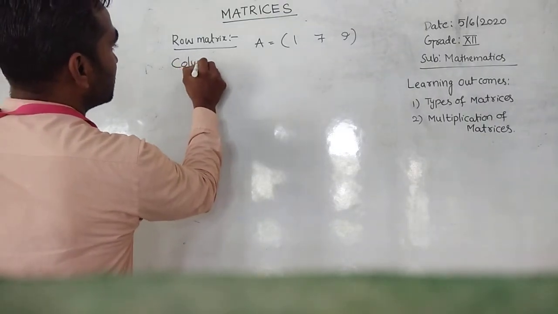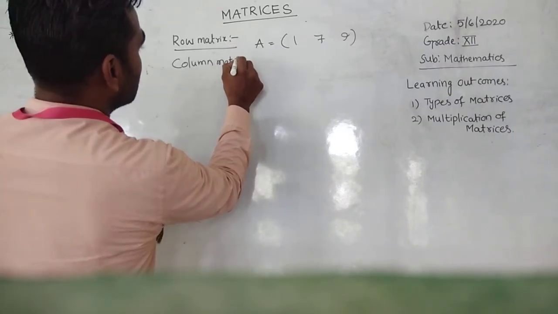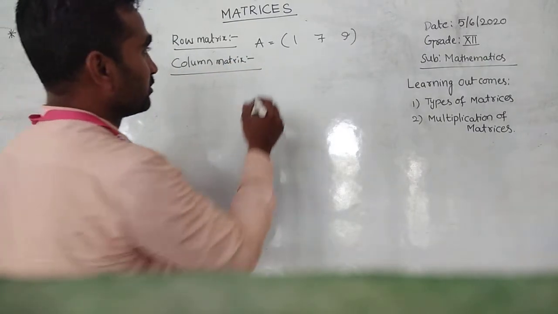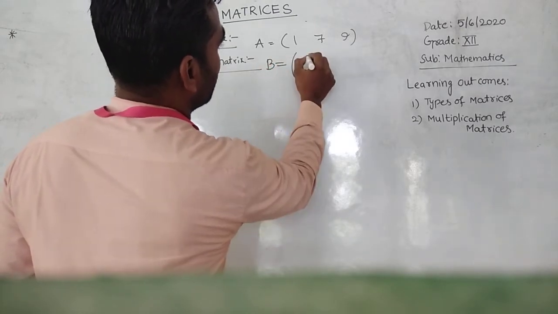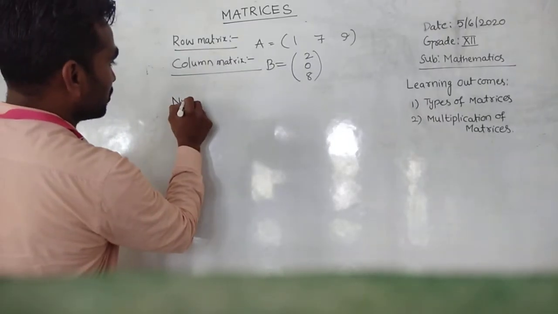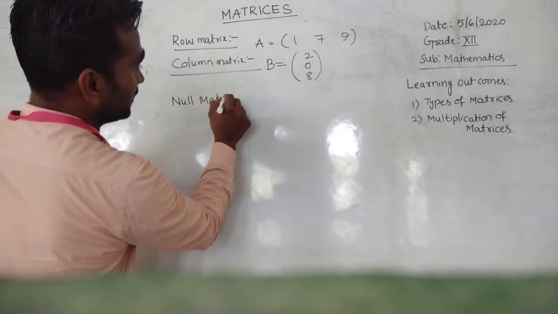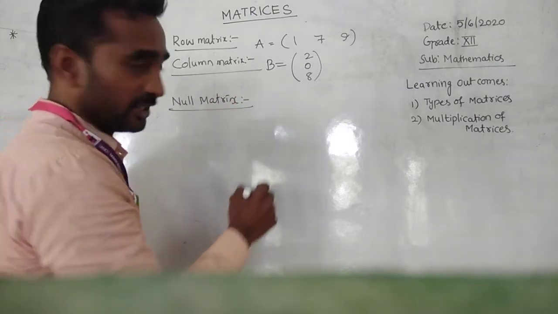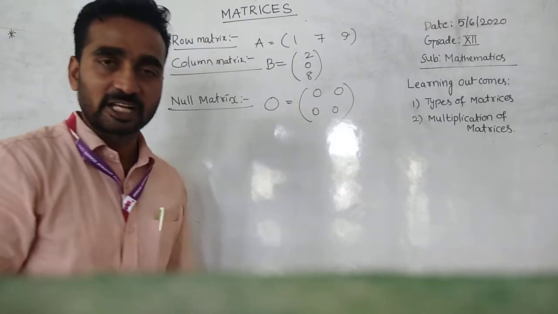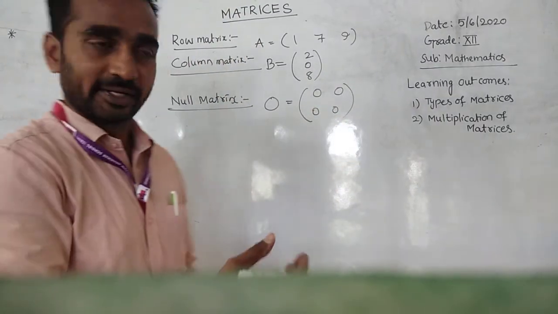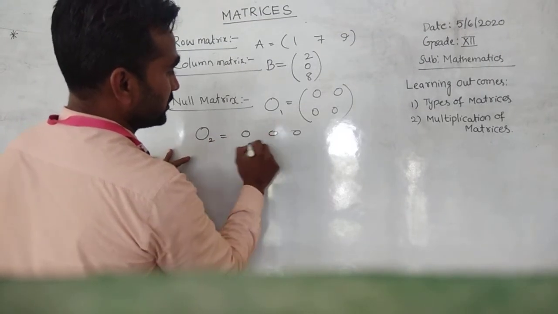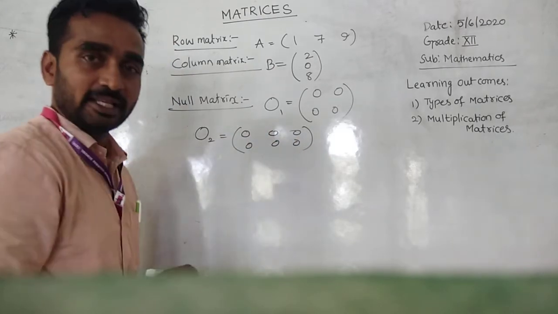And the next one, column matrix. A matrix that contains only one column is known as a column matrix, for example matrix B equal to 2, 0, 8. Only one column. And null matrix or zero matrix, denoted by 0. All its elements are 0. A null matrix can be square or it can be rectangular. See, one more example I am giving: let O equal to 0, 0, 0 and 0, 0, 0. It can be square or it can be rectangular.